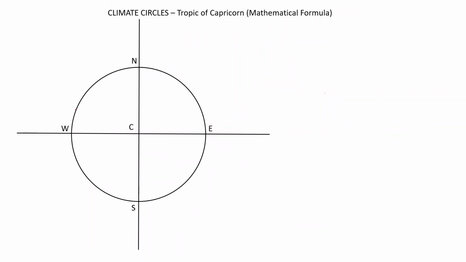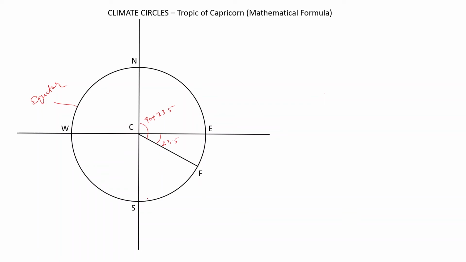Draw a circle of radius R for the circle of the equator. From the center C, extend a line segment towards the south of the equatorial line at point F at 23.5 degrees with the equatorial line for the Tropic of Capricorn. Therefore, the angle NCF is 90 plus 23.5 degrees.